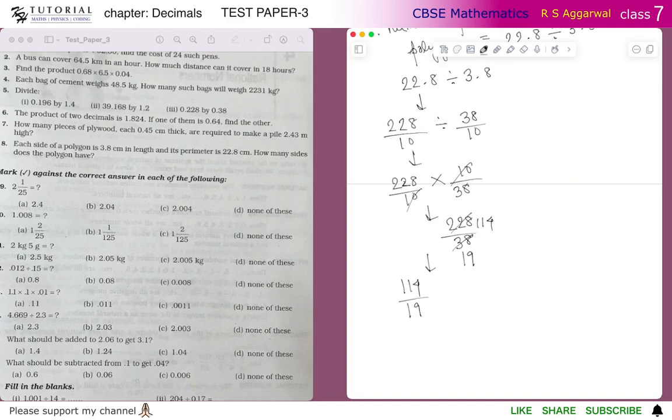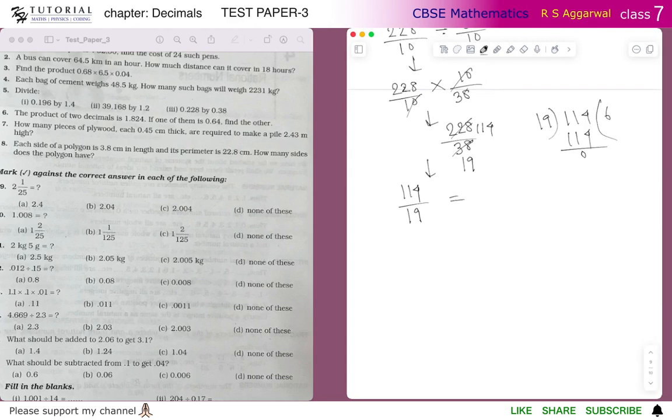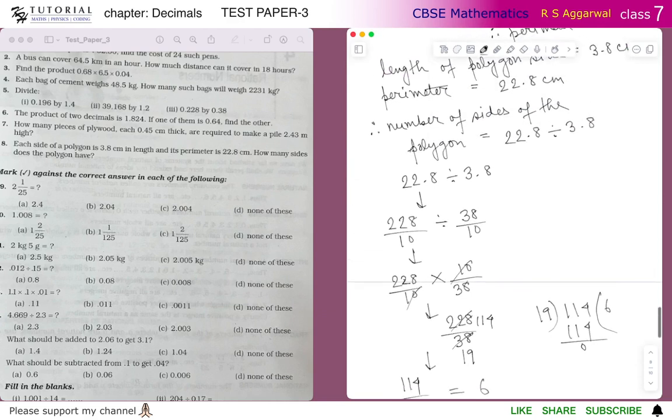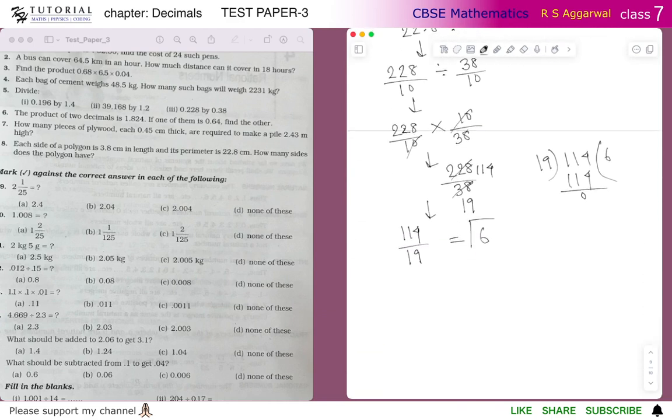So now we have to do the division. 114 divided by 19, this will be 6, yeah, 54, 114, yeah. So this equals 6. So the answer is, the number of sides of the polygon is 6. So this is the answer. Okay.